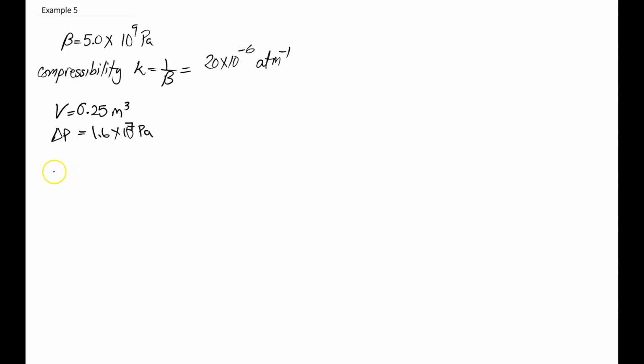In this problem, we're going to look at how a change in pressure affects the volume of a fluid. And notice we're given two values here. We're given the bulk modulus, which is a modulus that deals with volume, and we're told that it's 5.0 times 10 to the 9th Pascal, and we're given something known as the compressibility, how easily it is to compress a liquid, which is 1 over the bulk modulus.